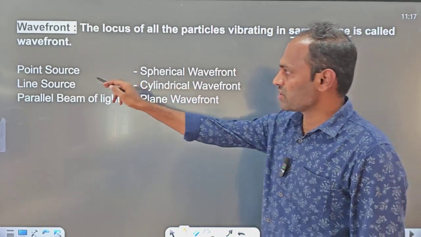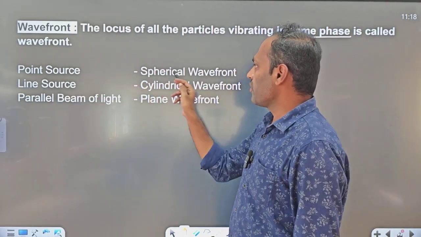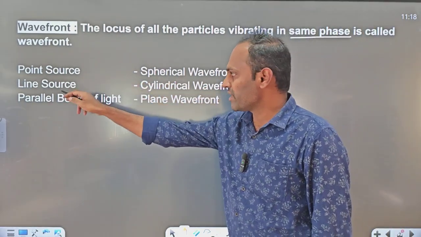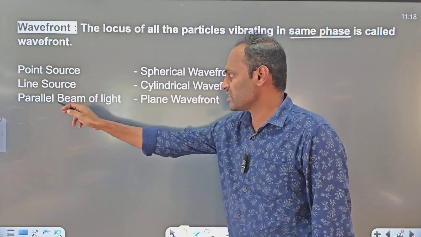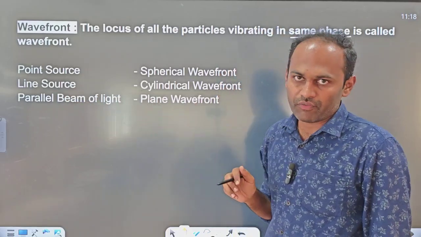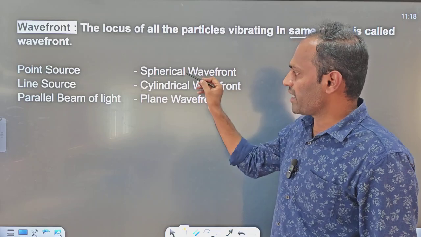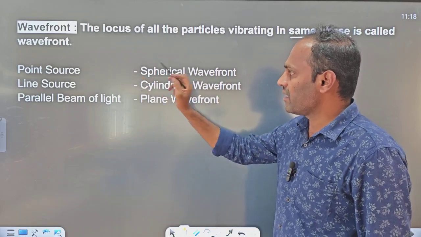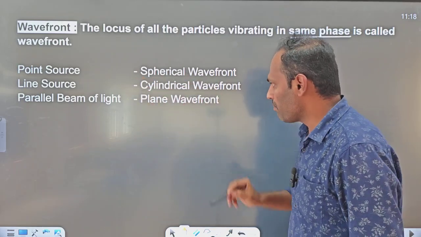Okay, if the source is a point source, then what type of wavefront will be there? Spherical wavefront. If it is a line source, cylindrical wavefront. If it is a parallel beam of light, plane wavefront. So there are three types of wavefront: spherical, cylindrical, plane. Point source, spherical; line source, cylindrical; parallel beam, plane wavefront.